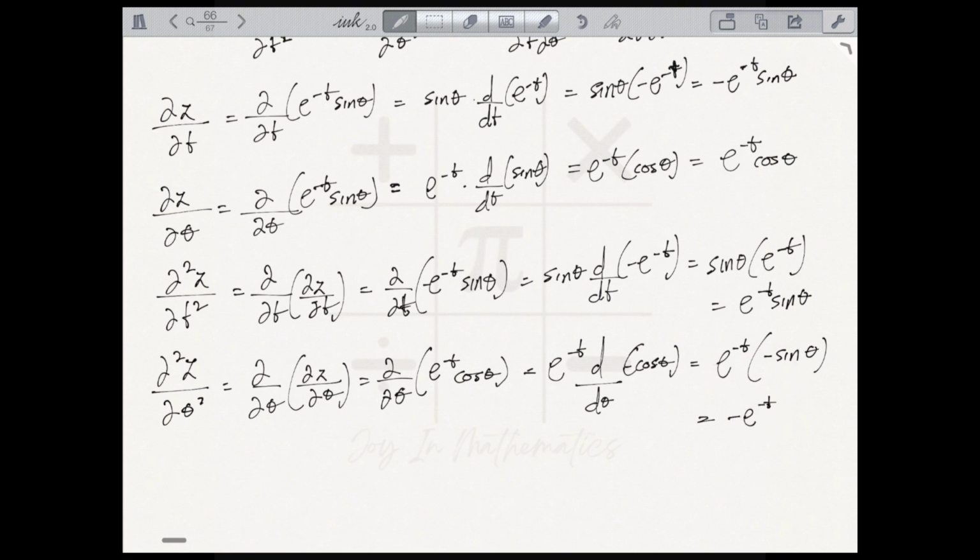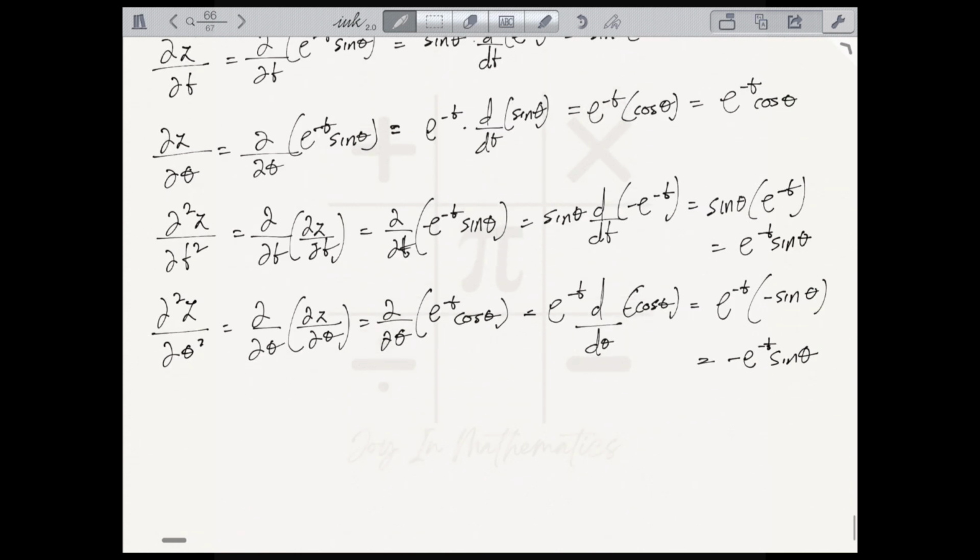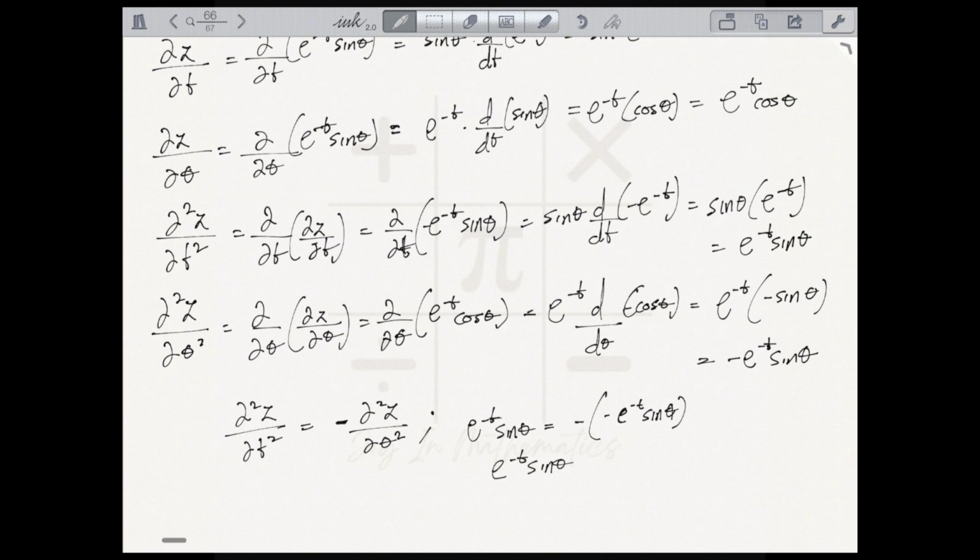That is minus e^(-t) sin θ. And in our first question, we see that ∂²z/∂t² is equal to minus ∂²z/∂θ², and ∂²z/∂t² is e^(-t) sin θ, and ∂²z/∂θ² is minus e^(-t) sin θ, and when the minus signs nullify each other, we have e^(-t) sin θ equal to e^(-t) sin θ.